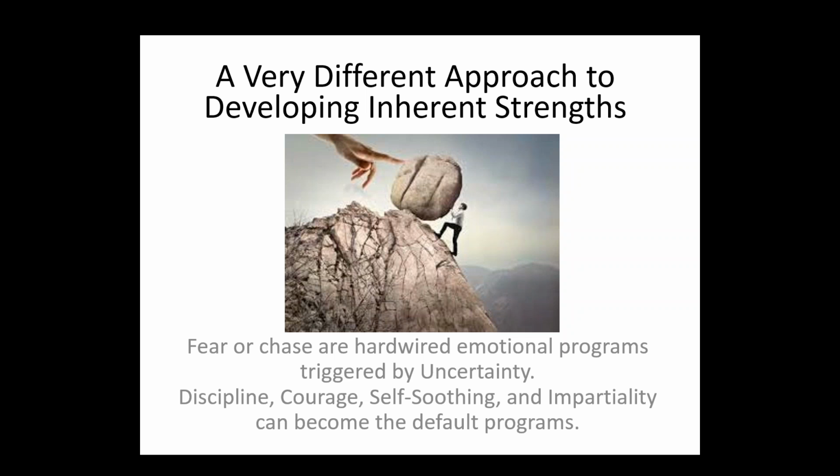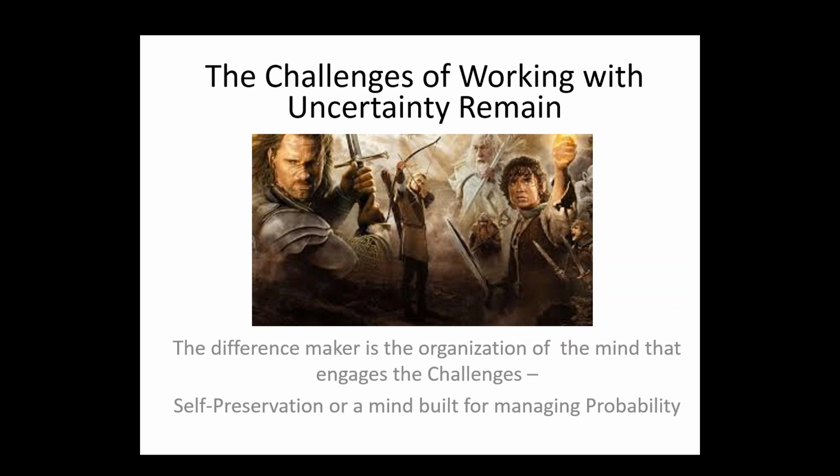Okay? Ultimately, fear and chase are all hardwired emotional programs triggered by uncertainty. At the same time, there are other emotional programs, discipline, courage, self-soothing, and impartiality, that can become default programs. They can become the go-to programs, but you have to develop an intentional mind. Okay? And one of the best ways I can say it is that these emotional programs take on archetypal symbols. When you see the Lord of the Rings and you see these characters, you're seeing heroic qualities living within all men, all women. You're looking at a ruler who has lost rule and is regaining rule. You're looking at warriors who are protecting the boundaries of the kingdom. You're looking at nurturers who are calming the fears down. You are looking at wise people plotting great courses, and they are walking into an uncertain world.